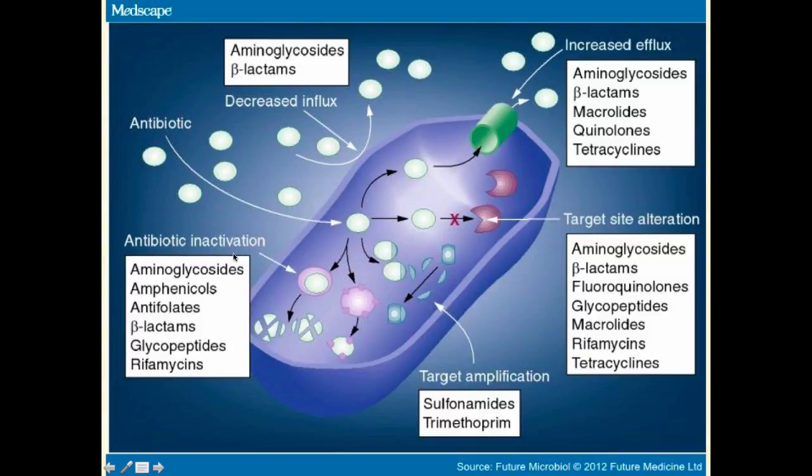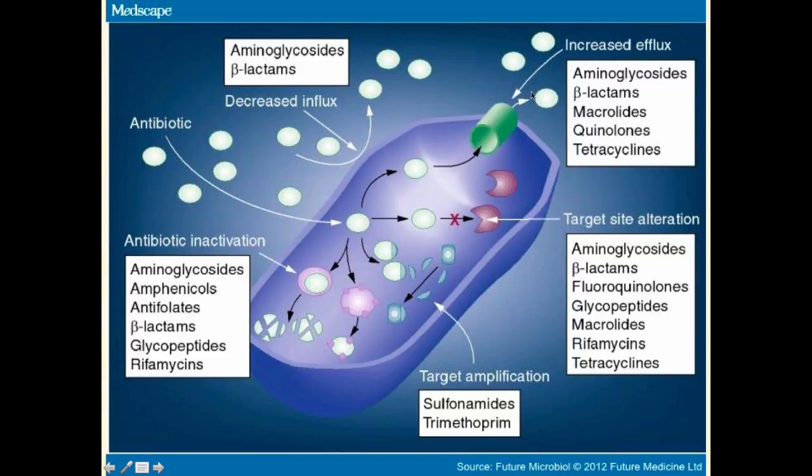Another very, very common mechanism for resistance is inactivating the antibiotic. So the antibiotic enters, but the bacteria has developed an enzyme that actually breaks it down before it can attack the bacteria. So there's a gene that mutates, and it develops this gene that can code for an enzyme that breaks down the antibiotic.